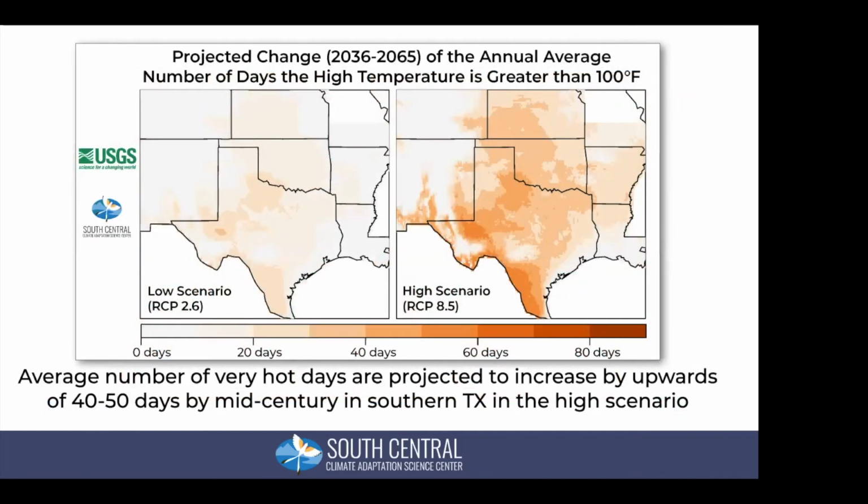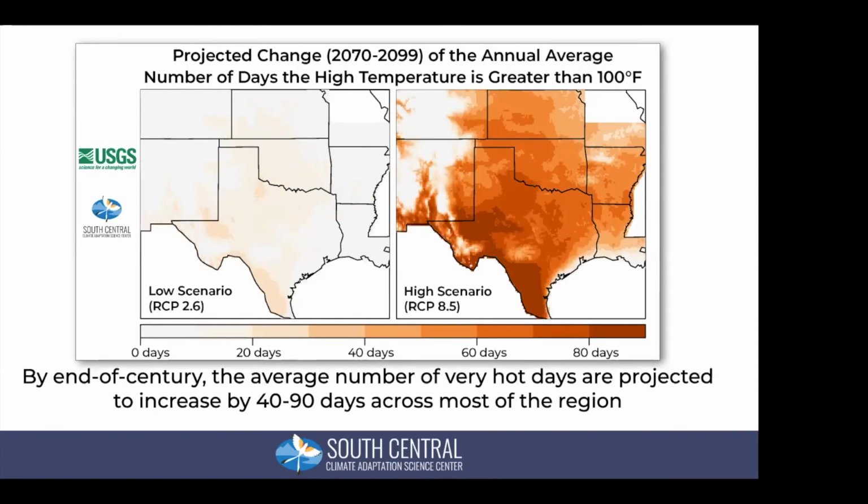The next product is the projection of the change in the number of days when the high temperature is warmer than 100 degrees Fahrenheit. These are the days that I just hate. I wish the projections showed them just going away. But even in the low scenario, we are projected to have about 20 more days across much of Kansas, Oklahoma, and Texas, as well as southern New Mexico. For the high scenario, portions of southern and southwest Texas are projected to have over a month more of days over 100 degrees Fahrenheit.